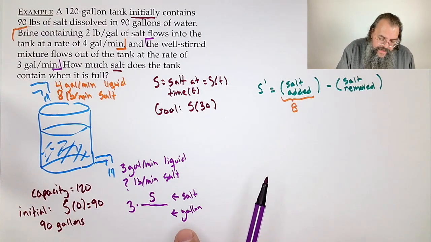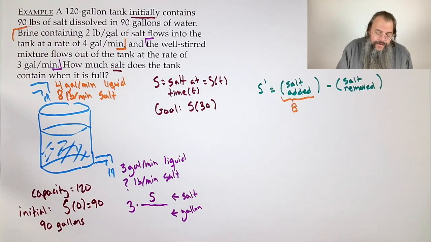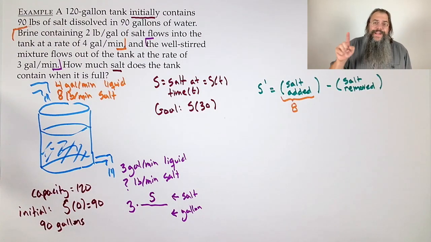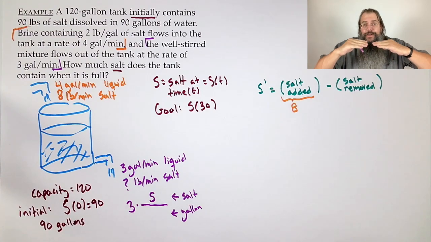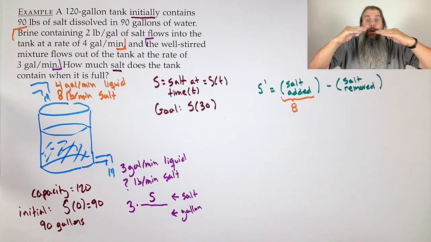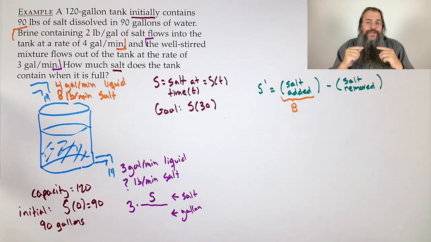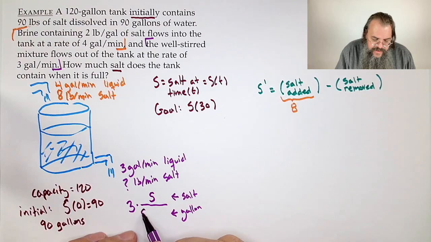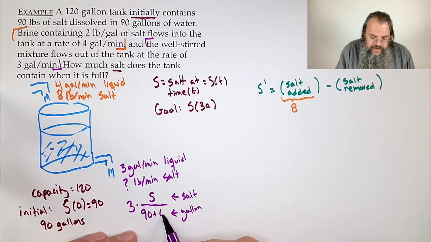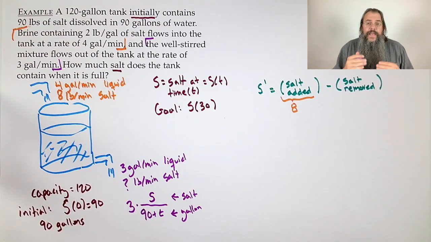All right, well, how many gallons are in the tank? Well, now we say, oh, it's 90. Well, wait a second, that's how many gallons are in the tank initially, but the water level is going up. So how much water is there at any given time? And the answer is it's 90 plus t. So that captures how much water there is in the tank t minutes after this process starts.